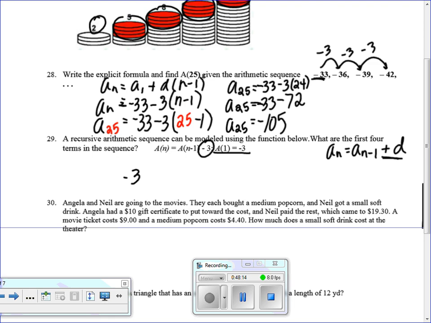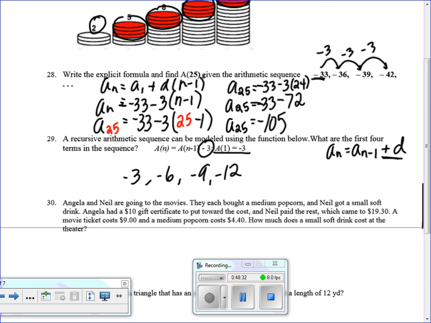So we are subtracting 3 from each term to get to the next one. So negative 3 minus 3 would give you negative 6. And then negative 6 minus 3 would give you negative 9. And negative 9 minus 3 would give you negative 12.